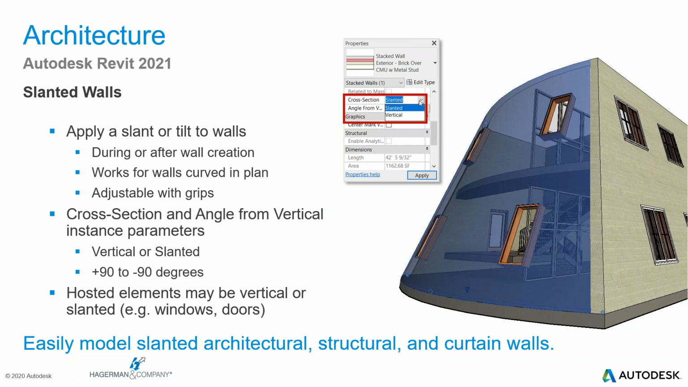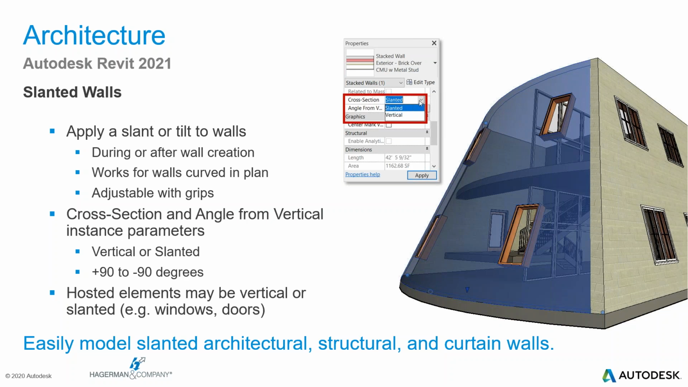When the slanted option is selected, the angle from vertical parameter is enabled. Use this parameter to select the inclination of the wall, which can range between plus 90 and minus 90 degrees. Notice I said between plus 90 and minus 90. So like 89.99 in either direction, not 90.